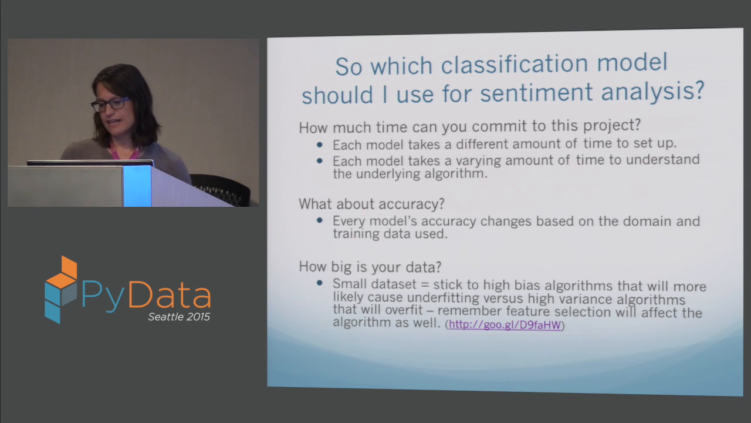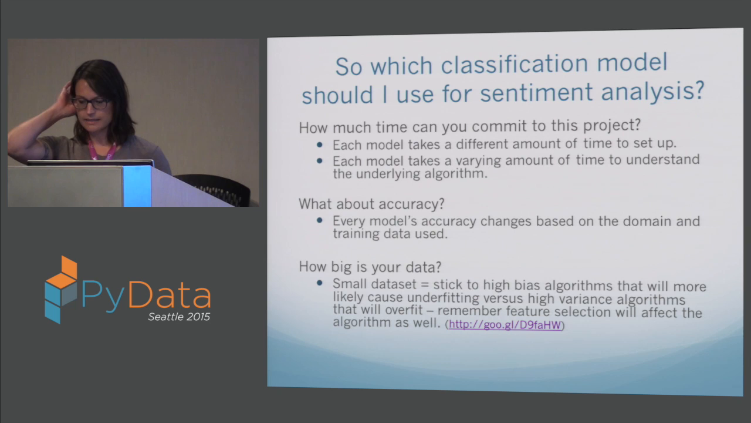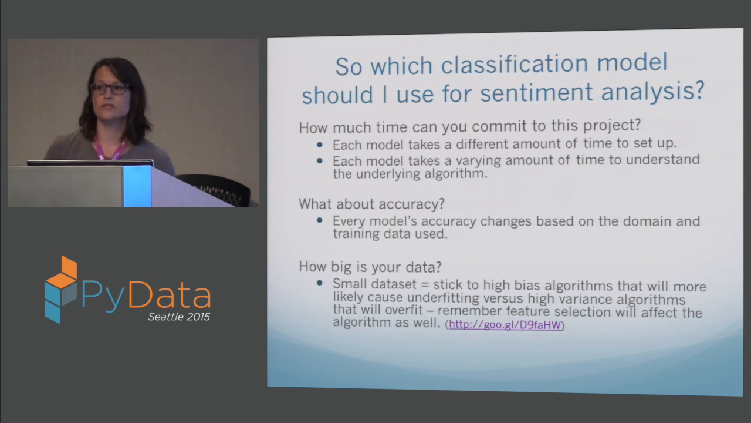How big is your data? Small data set: you want to stick to high bias algorithms that will more likely cause underfitting versus high variance algorithms that will overfit. And remember, feature selection will affect the algorithm as well. There aren't a lot of good answers on this. I searched everywhere about what's the best one, and it seems like everybody's playing with everything.